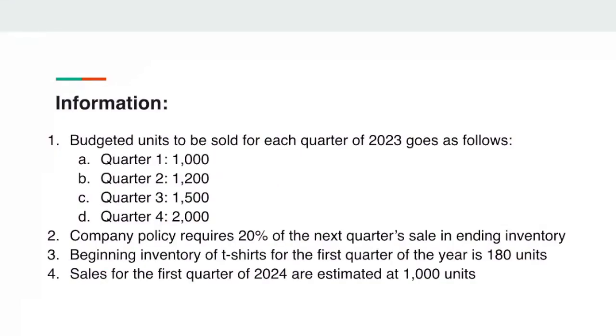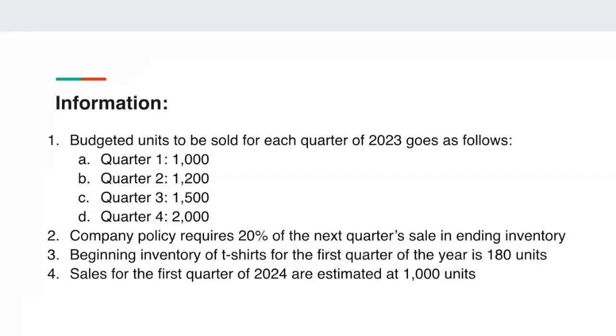In this question, the following information is key. Budgeted units to be sold for each quarter of 2023 goes as follows. Quarter 1, 1,000. Quarter 2, 1,200. Quarter 3, 1,500. Quarter 4, 2,000.